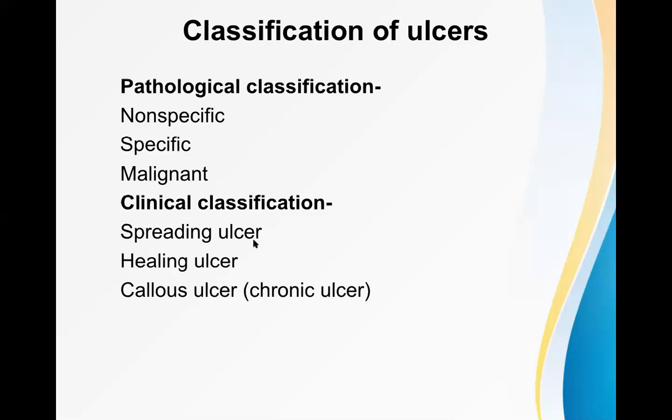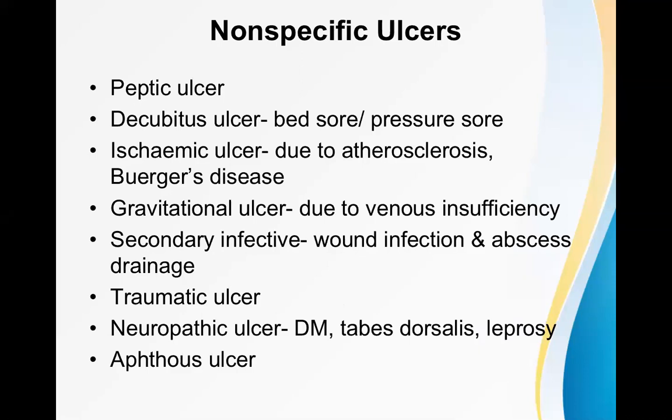Spreading means it is not healing, it is rather spreading or getting more severe. Healing, it is coming back towards the normal state. And chronic, it is a continuous type of ulcer, taking a longer time than required to heal. Now, this is an interesting one. Look at the examples of non-specific ulcer. So many predisposing factors are again repeated here.